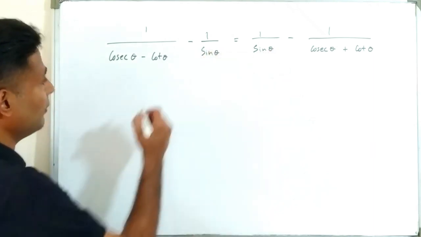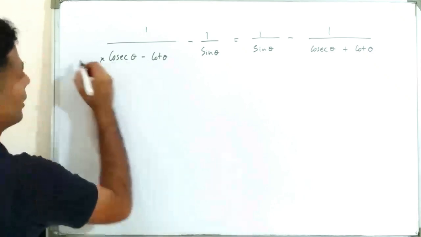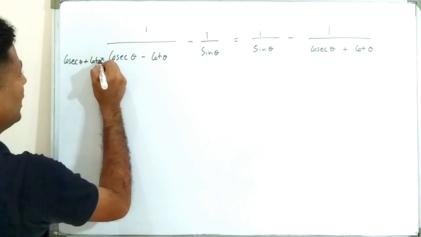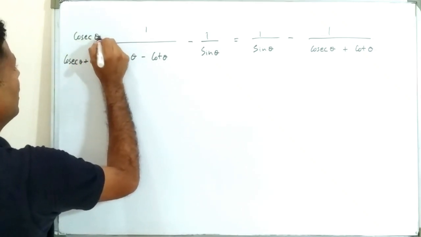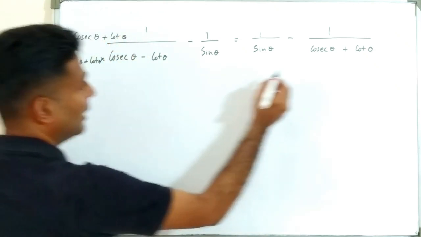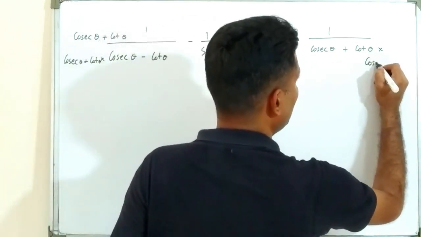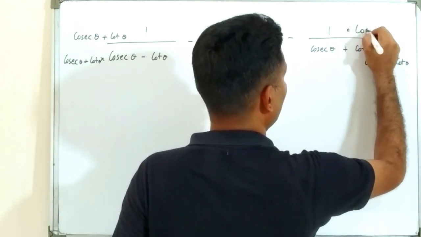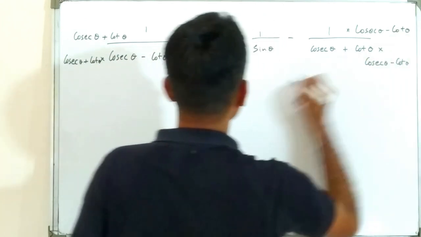So now the next thing what we do is, we'll take conjugate, or that a plus b into a minus b. Here I'll multiply this by cosec theta plus cot theta, which means up also I have to multiply by cosec theta plus cot theta, right? Similarly here I have to do on both sides, like I told you. Here I'll multiply by cosec theta minus cot theta, which means up also we have to multiply by cosec theta minus cot theta.